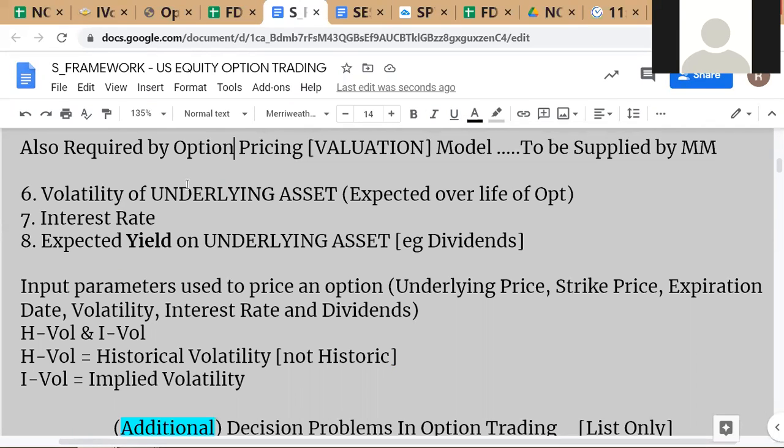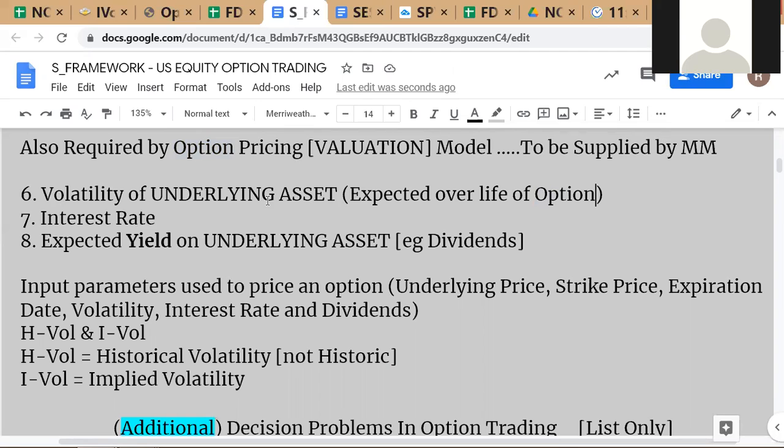Volatility of the underlying asset. Okay, so this is not perfect English. I've not written the underlying asset, but let me just write it. Okay. This vol is supplied by the market maker, the input, and it's the vol of the underlying asset.